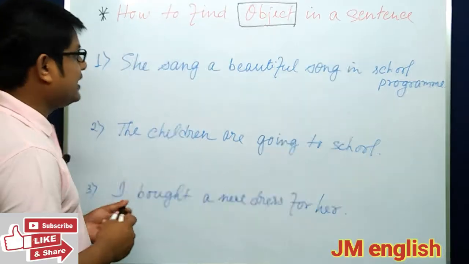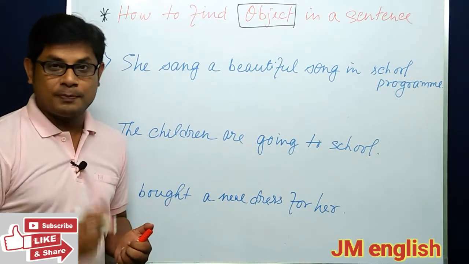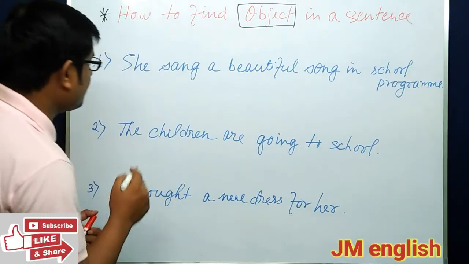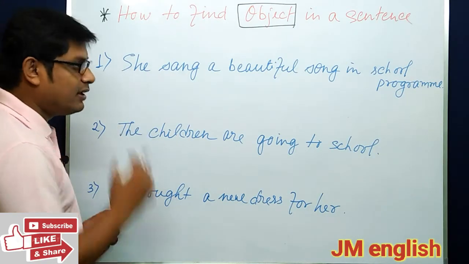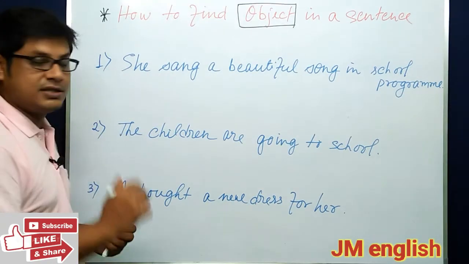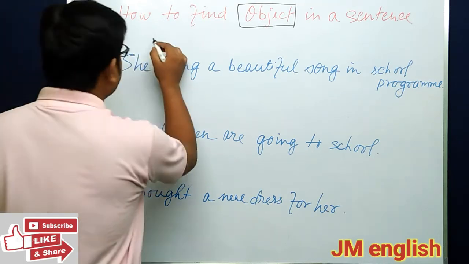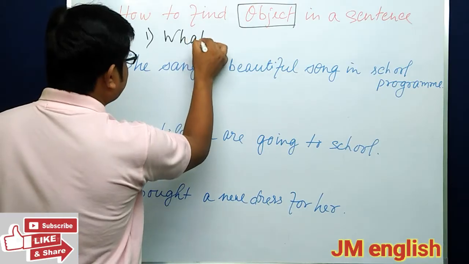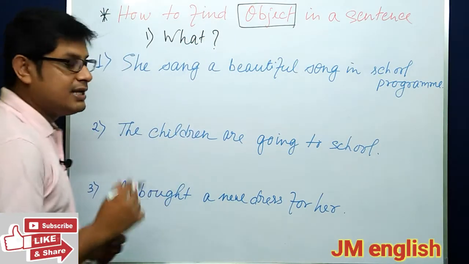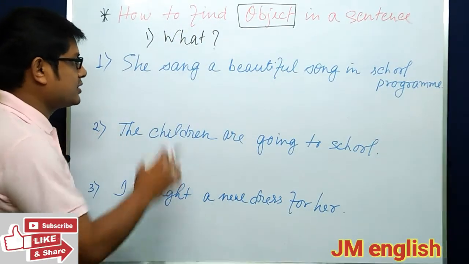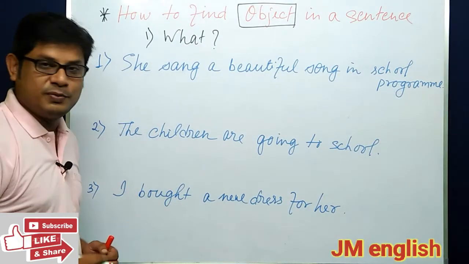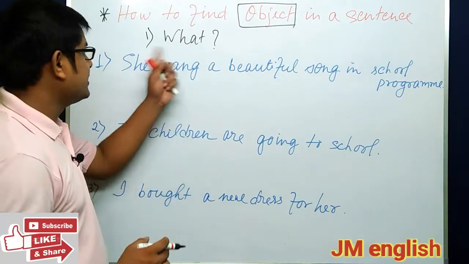See, over here, I'm going to give you a process that you can use to find out the object. You have to remember, you have to ask the verb in a sentence with two things. You have to ask the question with number one, what? Use what to ask any question, the verb, and if you find the answer, then the answer would be object. This is number one.